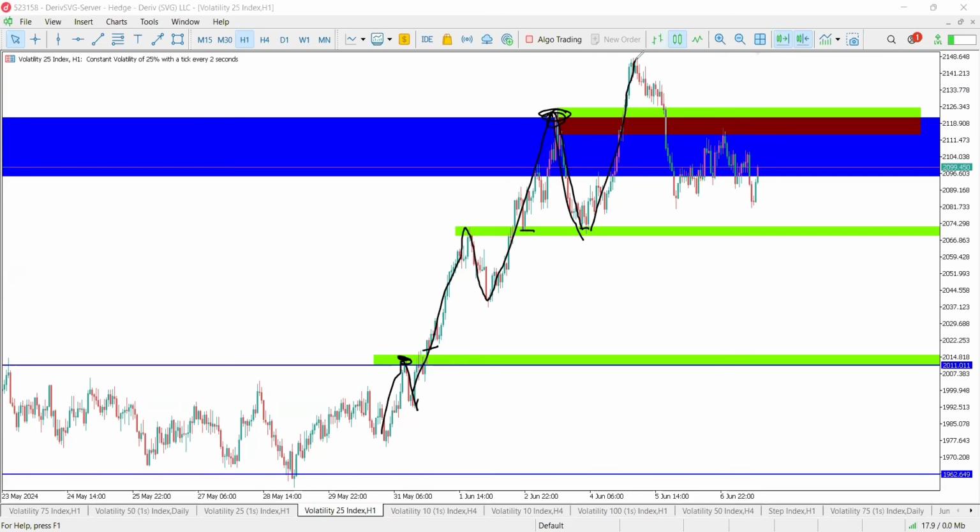Then we have higher high, but we never tested this area. We're supposed to test and then we continue higher. But instead, what did the price do? It broke downwards. It has not even touched the neckline. So you have to be careful. Now look at the noise here. That's why you see it would be difficult for you.